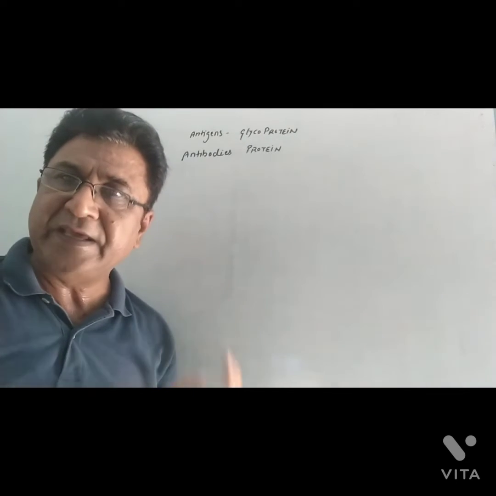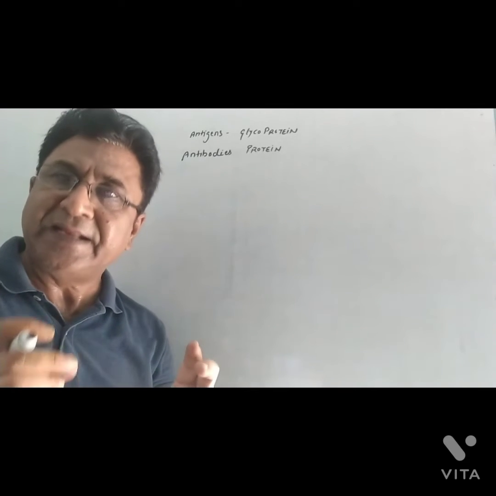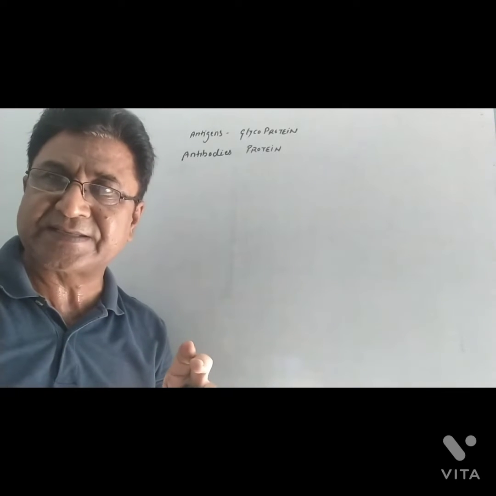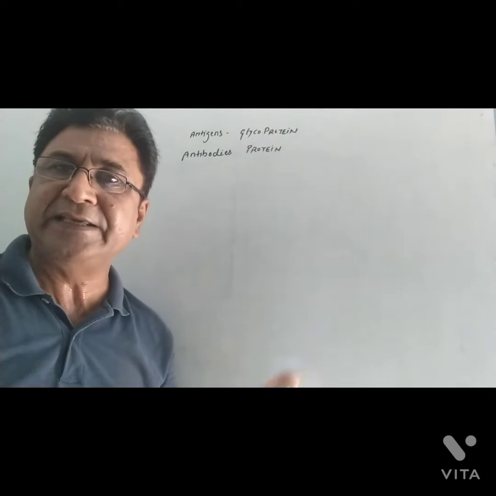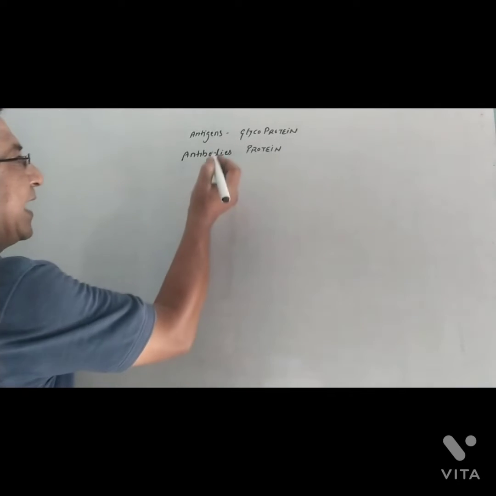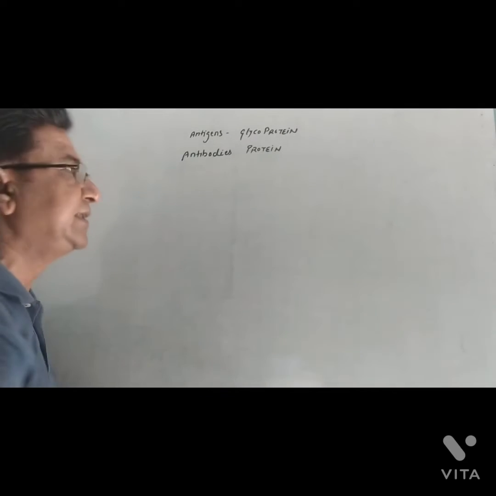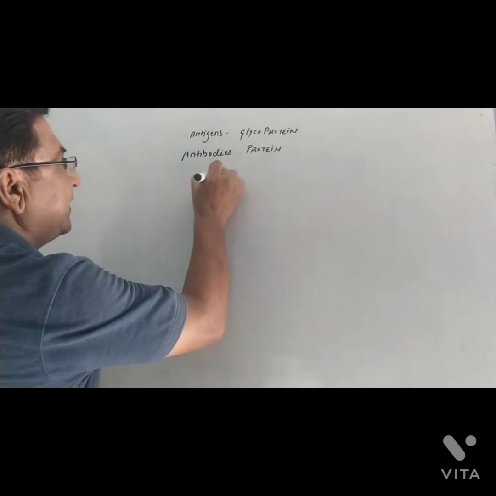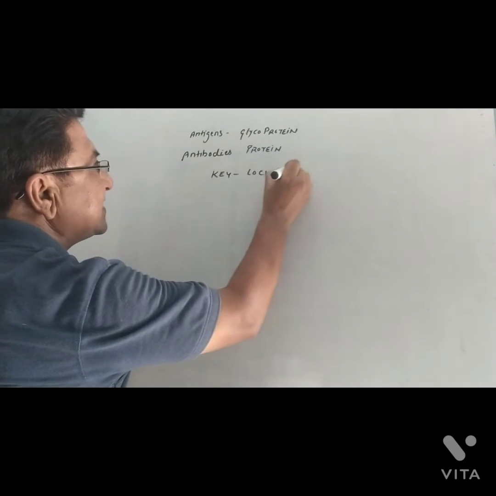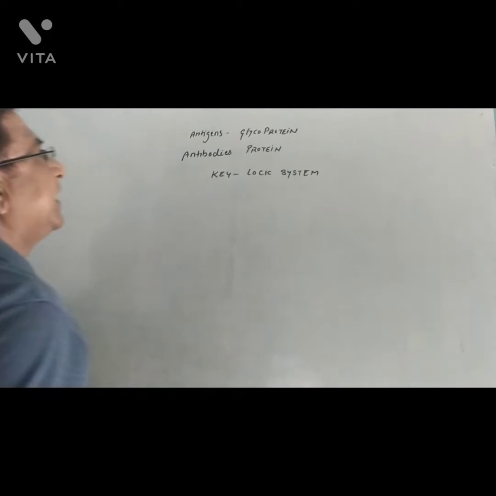To understand it, we have to understand the key and lock system. Like in a particular lock, there is a specific key which fits. No other key can fit into that lock. In the same way, the same kind of process occurs inside the blood. This is called the key lock system. Let us understand.